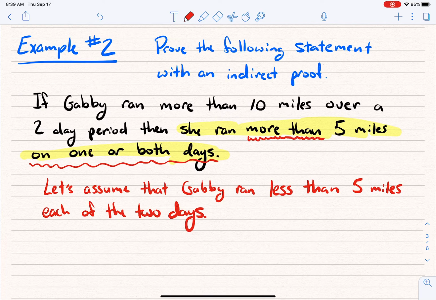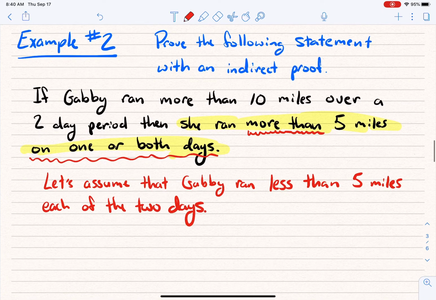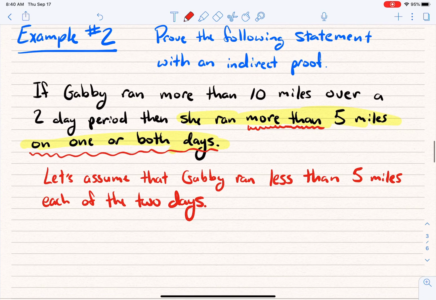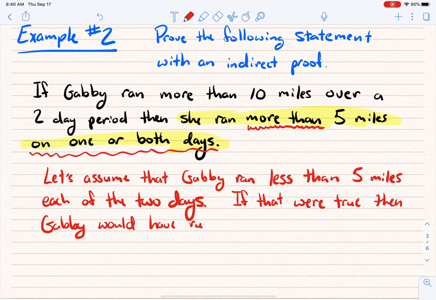If we did know that Gabby ran less than 5 miles each of the 2 days, then what would we know? We would know that if that were true, then Gabby, what would be her total? If she ran less than 5 on both days, then if that were true, Gabby would have run less than 10.